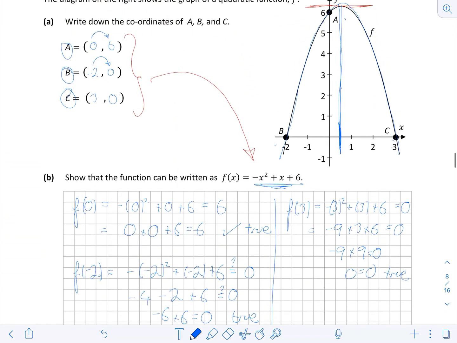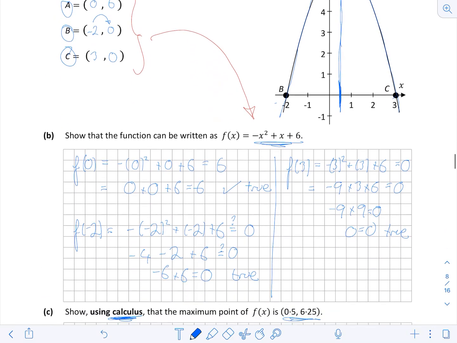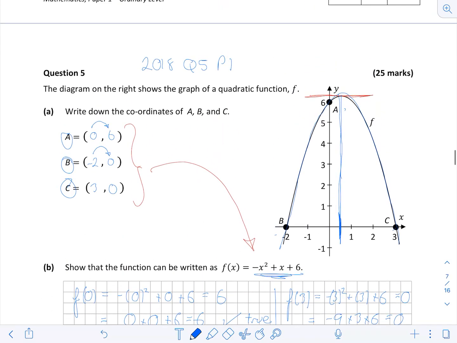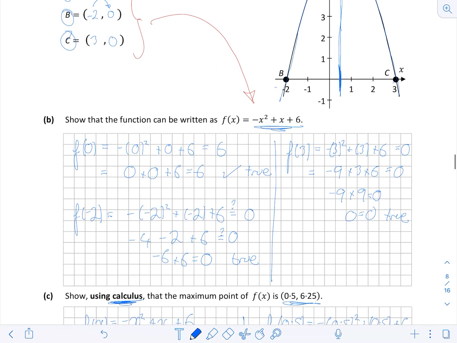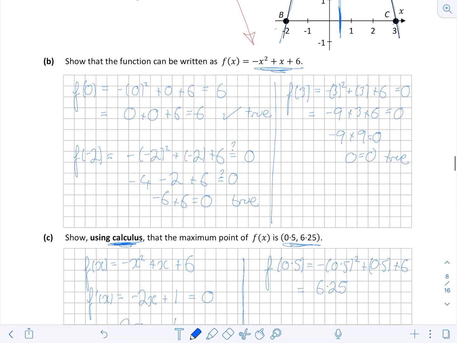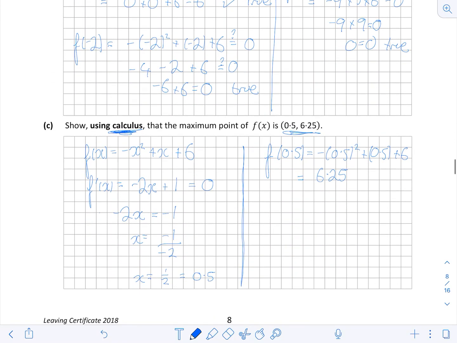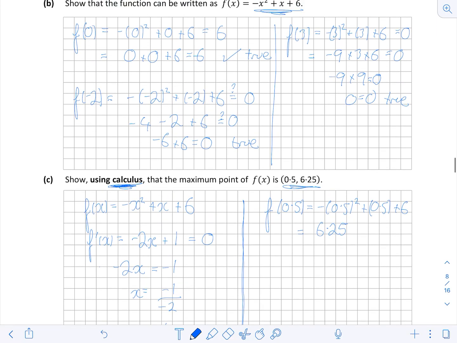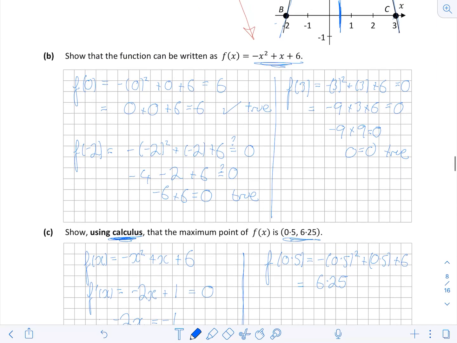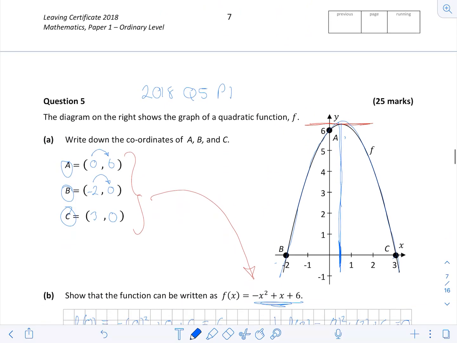Was that it? So that was it for question 5. How nice of a calculus question was that? Find out some coordinates, throw those coordinates into a function, and then do a bit of calculus. Very, very handy indeed, lads.